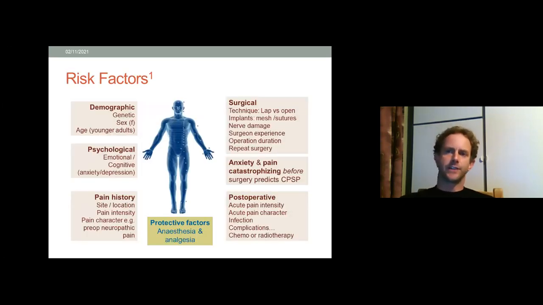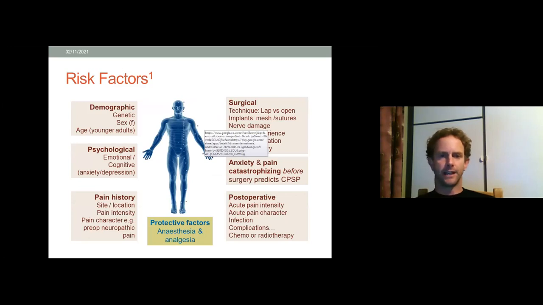So the risk factors for suffering from post-surgical pain: it tends to be young females. There's some genetic link. So if a parent or sibling has suffered from it, then they're more likely to suffer from it. If they've got previous psychological problems, so that's mental health disorders, low mood, anxiety, then they're more likely to. Other risk factors are if they have a history of chronic pain. So whether that's pain at the site of where they're having surgery or anywhere else in the body, they're more likely to get post-operative pain.